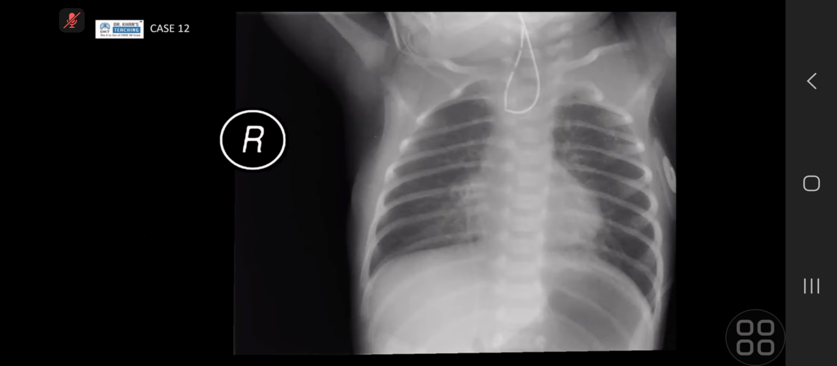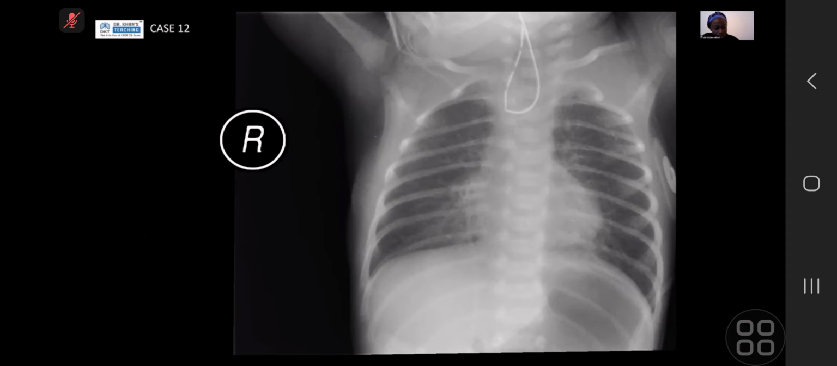I see there is gas in the stomach bubble. So I'm going with tracheoesophageal fistula. I think this is type C, with the proximal esophageal atresia and distal tracheoesophageal fistula.